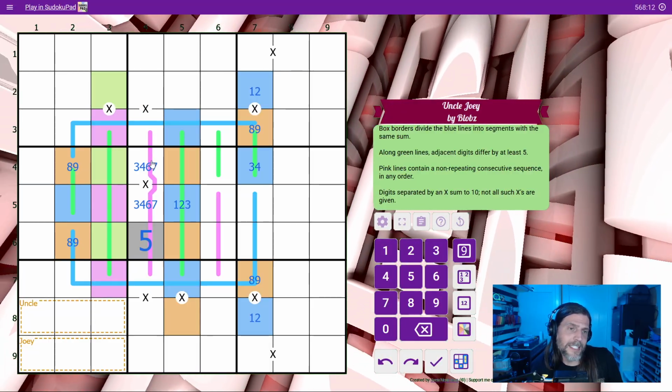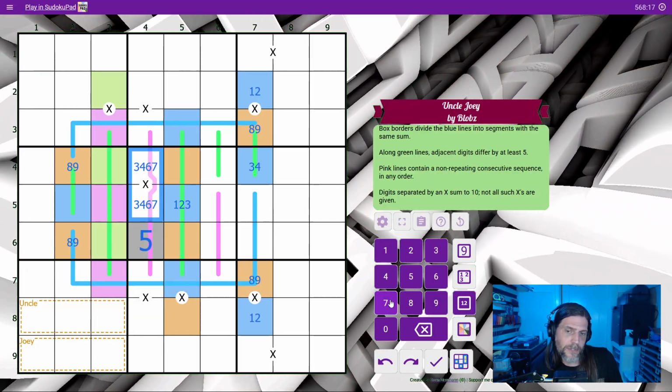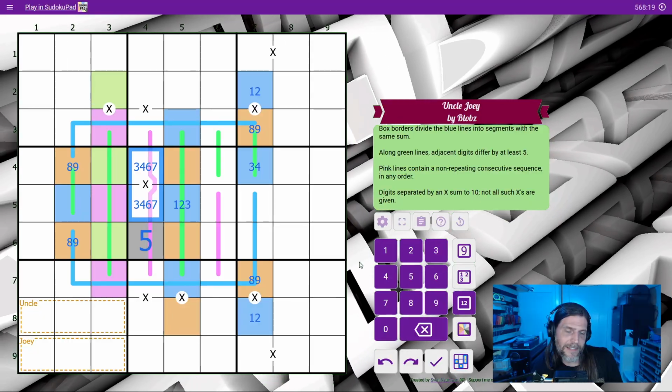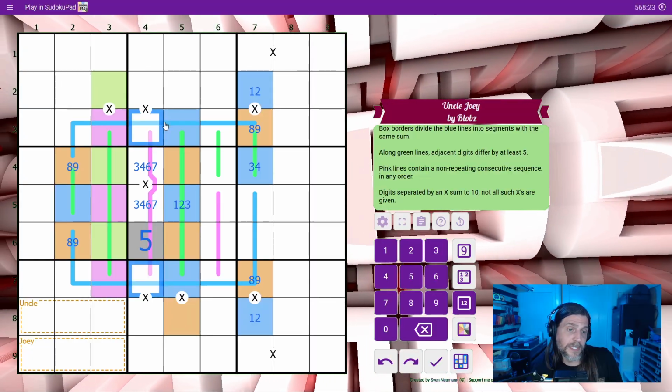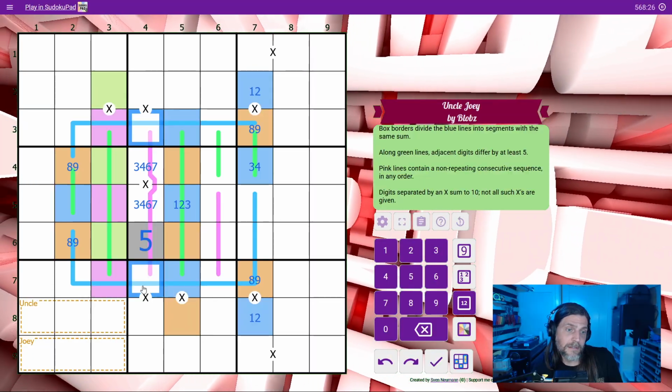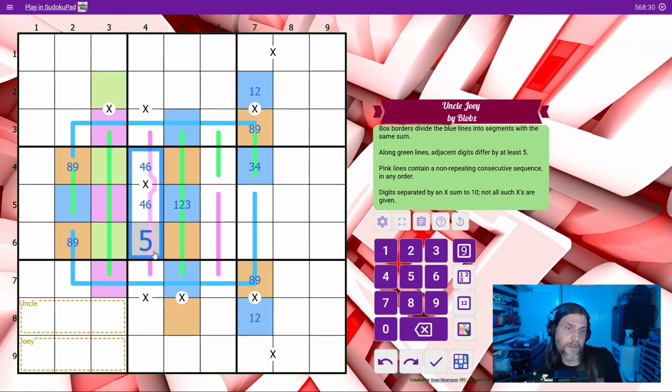If this is 7, then we have a 7 and a 3 here with a 5 in the middle. So we have 7 and 3 and 5. So we have to have 4, 6. That makes this a 4, 6 pair. But 4 on an X goes with the 6. And same in the inverse. So this is not 3, 7. This is definitely 4, 6.